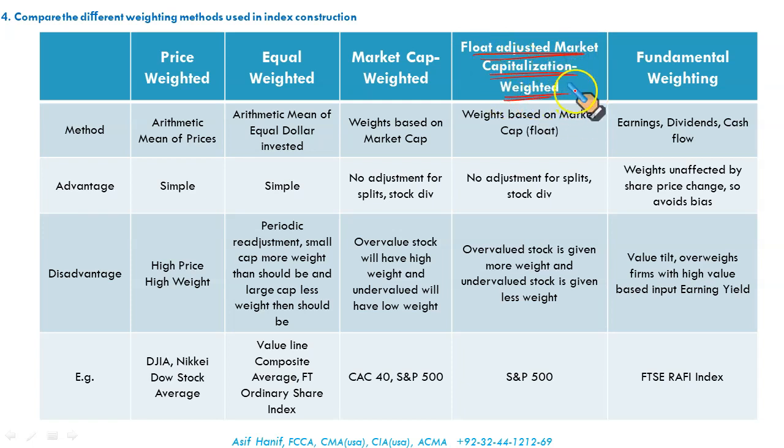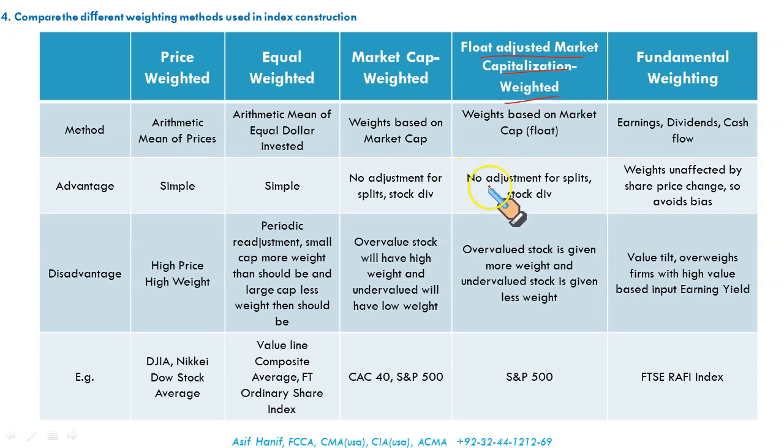In this type of index, we use weights based on the market capitalization based upon float. There are 100% shares outstanding, but out of this only 70% are in the market, being actively traded and available for the investing public. So we multiply the current market price with only the shares that are in the market. This gives us the float adjusted market capitalization.